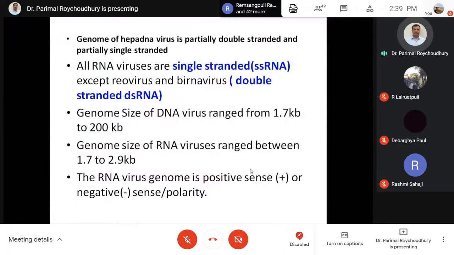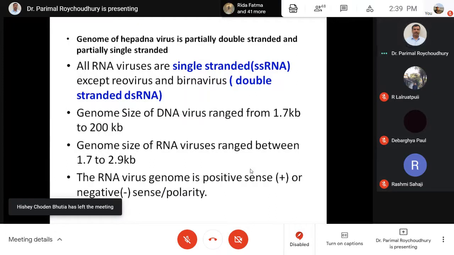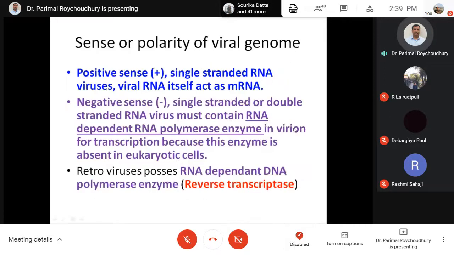Now coming to the last point mentioned in this particular slide. The RNA virus genome is characterized among the RNA viruses as positive sense or negative sense, sometimes called polarity, positive polarity or negative polarity, of the viral genome. Now, what is this polarity or sense? This is quite important. All of you must record it properly. There are certain RNA viruses where the viral genomic RNA itself acts as messenger RNA.